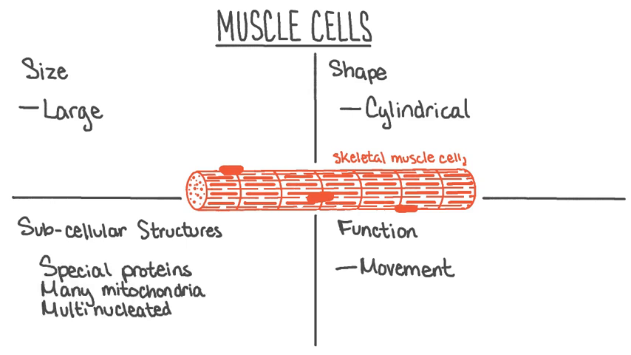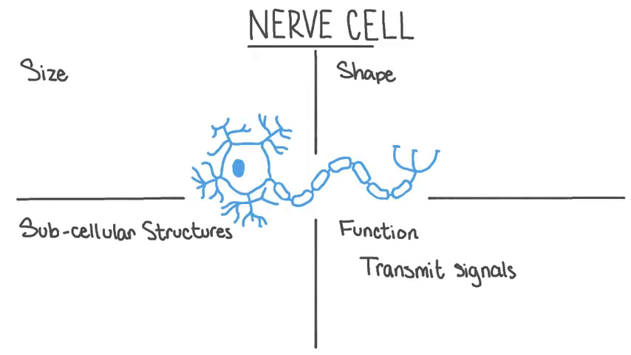In order to be able to contract and cause movement, these cells are packed with special proteins. They also have more than the average number of mitochondria, which provides them with the cellular energy they need to produce movement. Also, because of their length, skeletal muscle cells are multinucleated, which means that each cell has more than one nucleus inside.